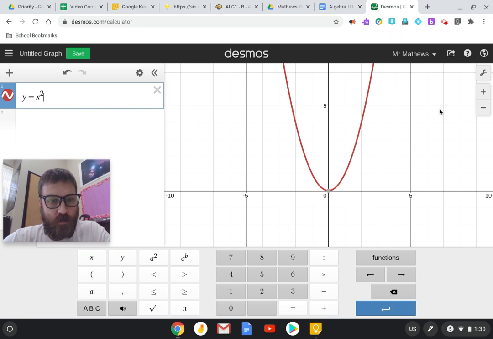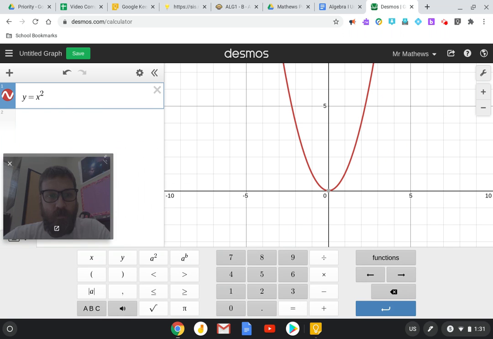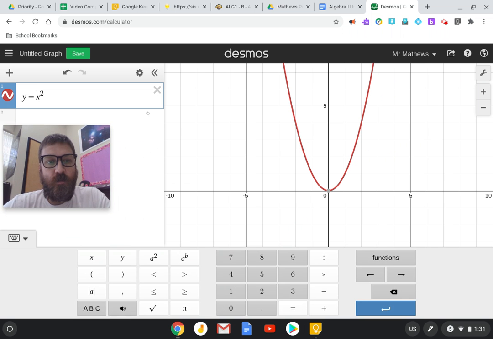Make my video smaller if I can. Nope. So y equals x squared is what we call the parent function, and you've seen this in the previous videos. When I say it's the parent function, I mean that it's the starting point for all of the other types of quadratic functions.